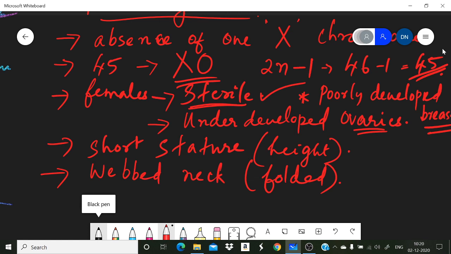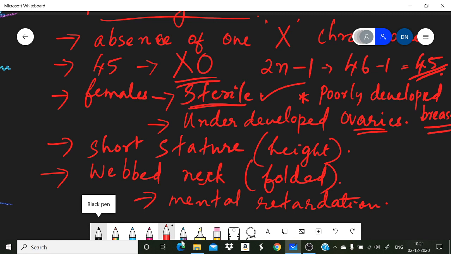They cannot menstruate or ovulate. Menses will not be there in such females. So that is Turner's syndrome: short stature, very underdeveloped ovaries, webbed neck, and such individuals are also mentally retarded. So this is Turner's syndrome.